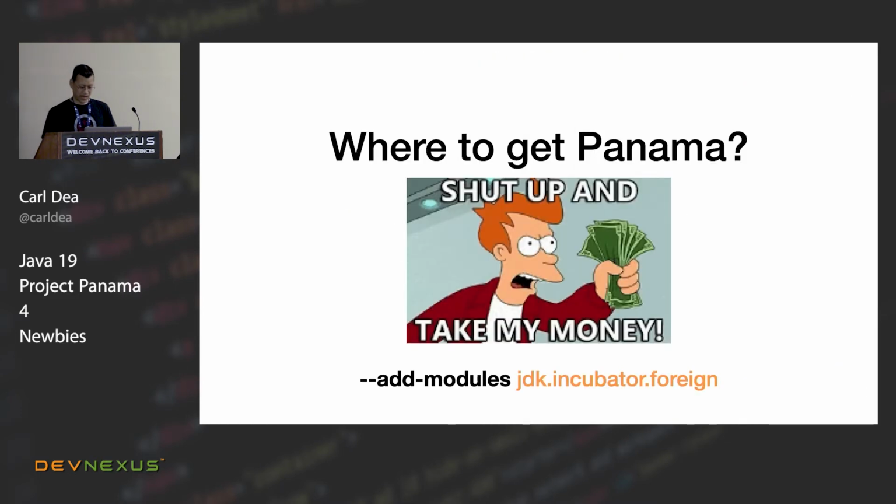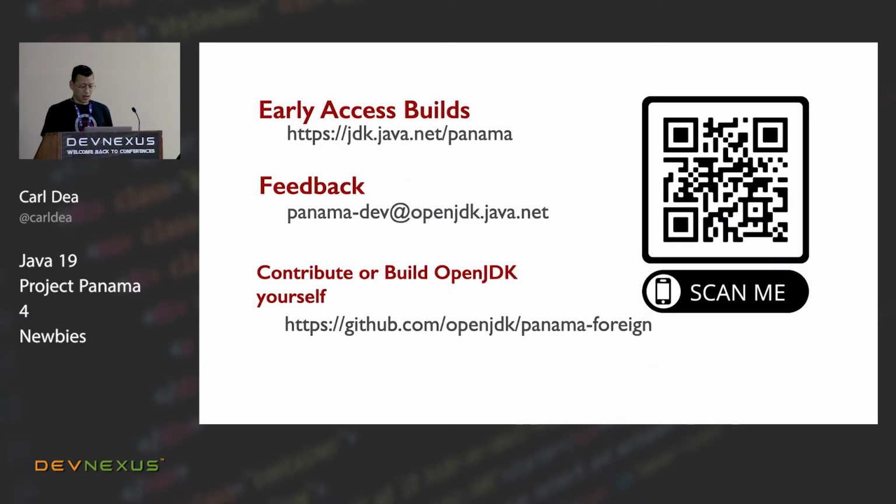So where do we get Panama? You can get the latest builds or the EA builds at jdk.java.net/Panama. So JEP 419, there are archive releases that you can get, you'll see it on the page. But probably during this talk or maybe sometime this month or later, the preview release will happen. So maybe the APIs might change, but not much. So just keep that in mind.